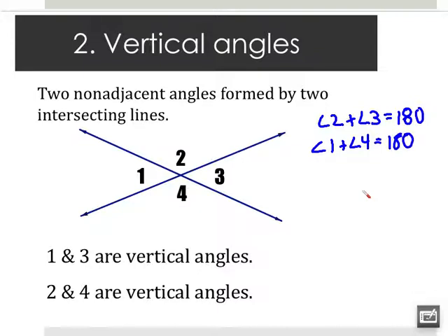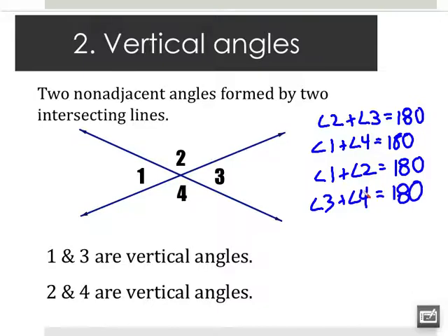And since there's a line going through, I lost my train of thought. Max, you want to help him out? Then also angles 1 and 2 equal 180, and same with angles 3 and 4. Are we all good with this idea? Yes.